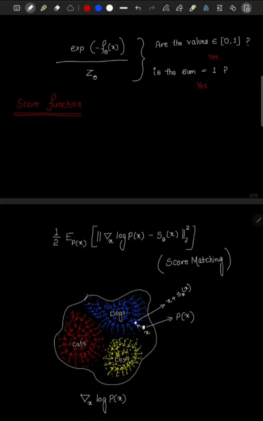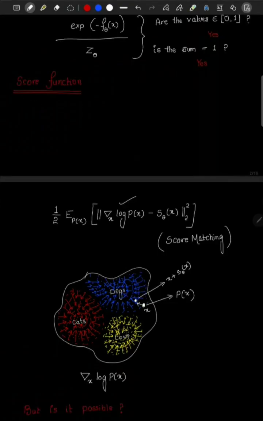Now let's look into what a score function is. What does it mean? To start with, let us consider our approximator function, that is exponential of minus f theta x with respect to the denominator.